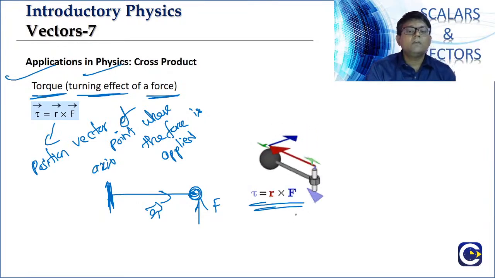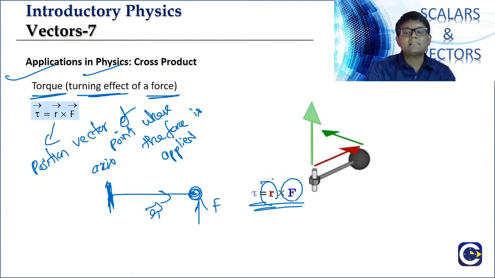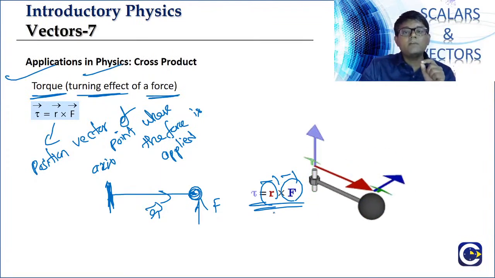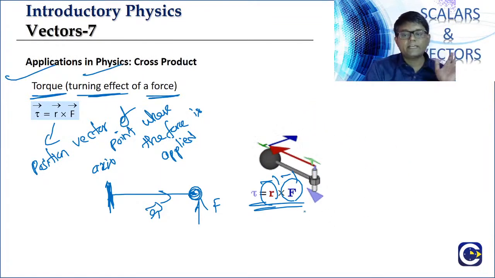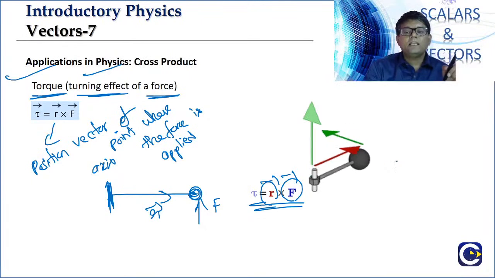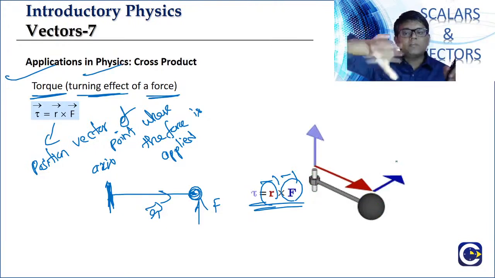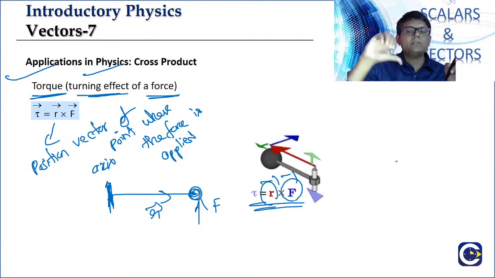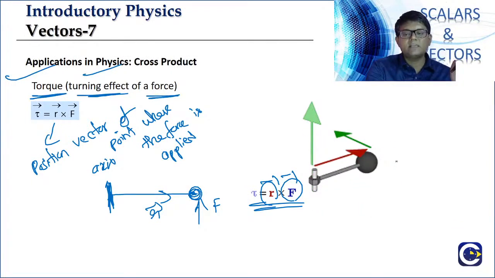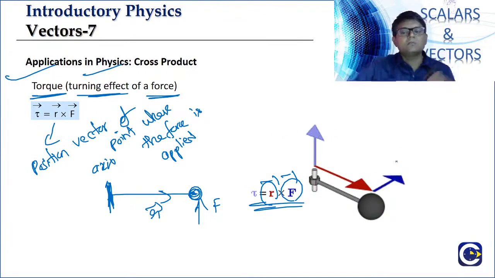If we look at torque as a physical quantity, the turning effect of force, it is given by R cross F. What is R cross F? R bar is the position vector of the point where you apply the force, and F bar is the force vector. In the visualization, the cross product is up if you apply the force like this, thumb is up. If you apply the force the other way, the thumb is down. They are giving you the direction of the torque, the R cross F direction.